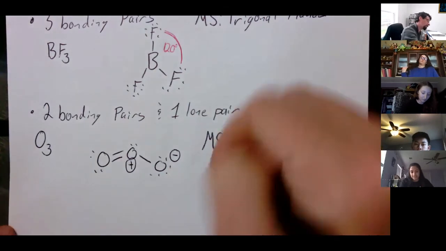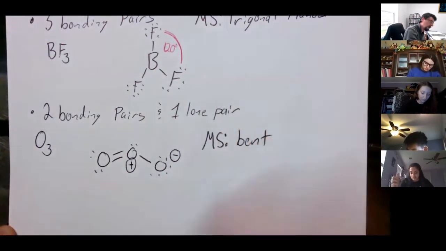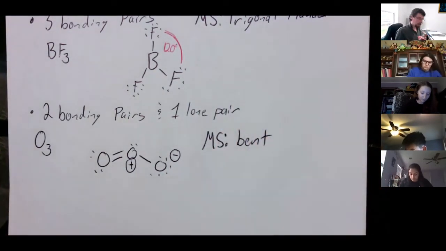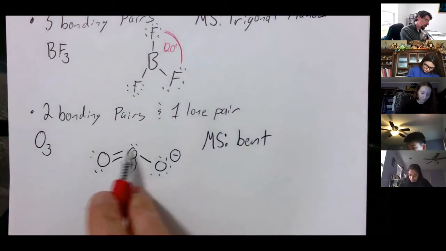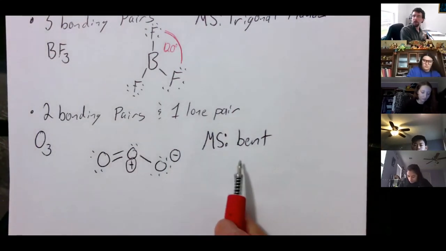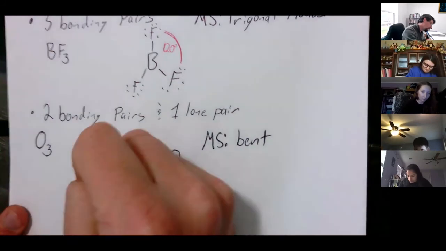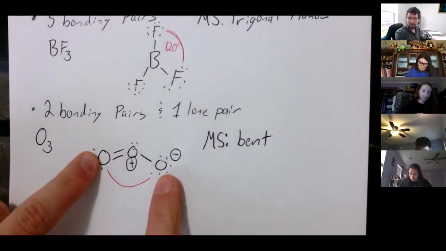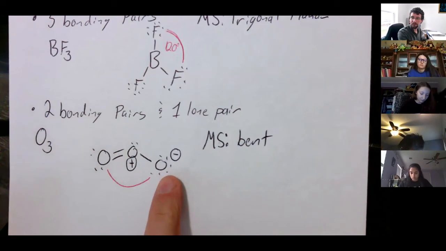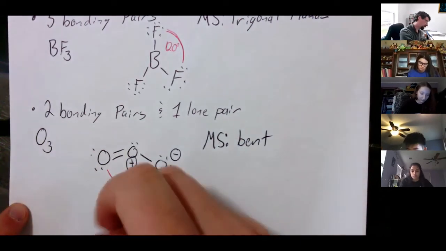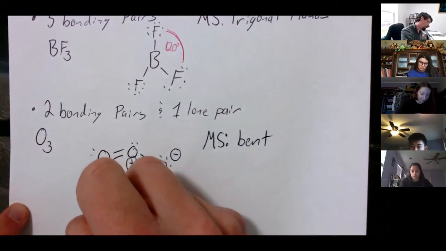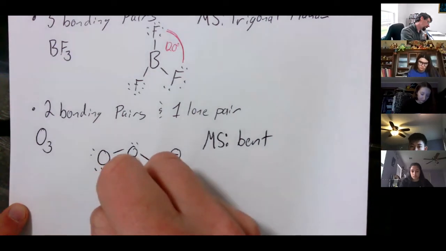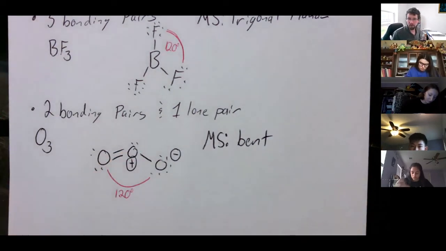Bent. Yep, it's bent. So see, in this case, because we lopped off a bonding region, we ended up with a new molecular shape. Does anybody know the approximate bond angle along here between these two oxygens? Doesn't have to be dead on, but close. It's going to be around 120 degrees.